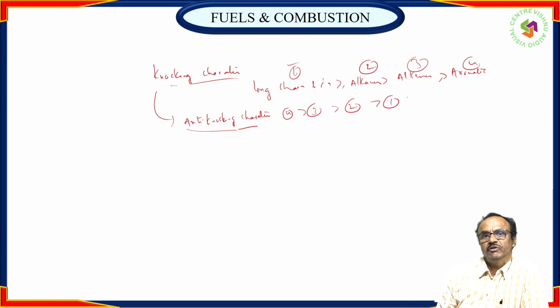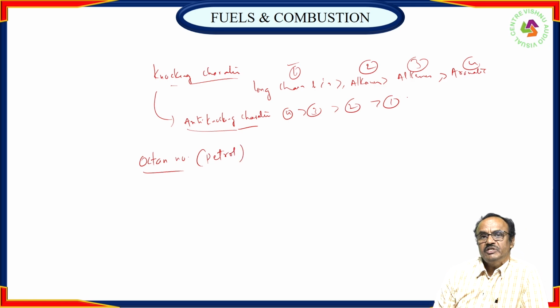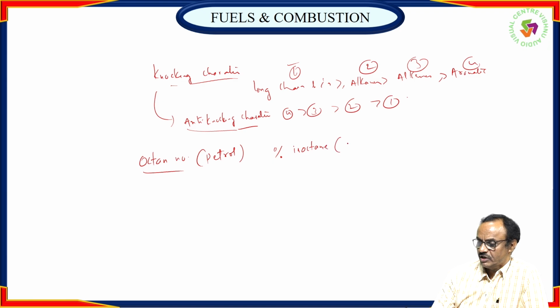The anti-knocking character of petrol can be expressed in terms of its octane number, the octane number for petrol engines. The octane number can be defined as the percentage of isooctane in a mixture of isooctane and N-heptane.